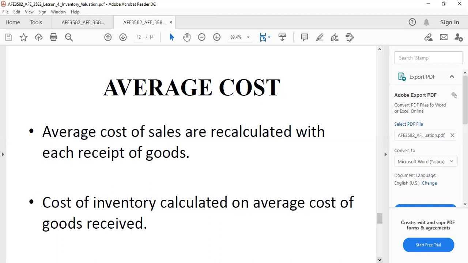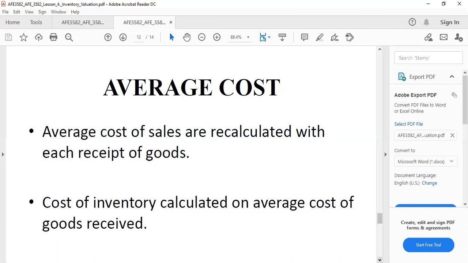Now it says that average cost of sales is recalculated with each receipt of goods. We say that we value our inventory using the average cost. In this case, instead of using the cost prices, you use the average cost. Each and every time you buy stock, you need to recalculate the average cost. You need to calculate a new average cost whenever you purchase inventory, and that is the new average cost that you will be using.